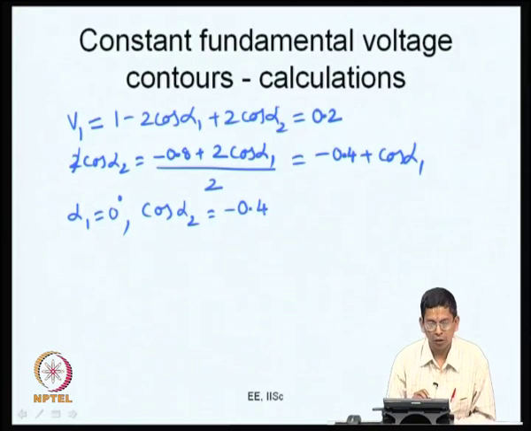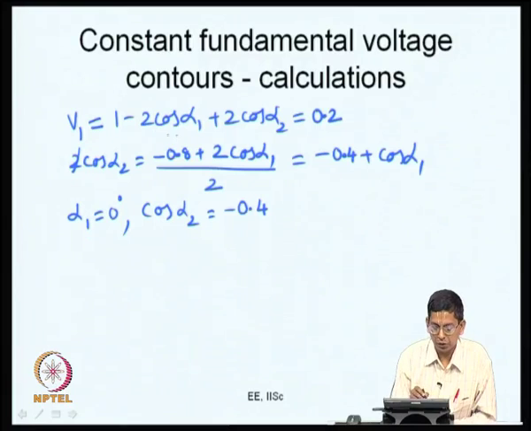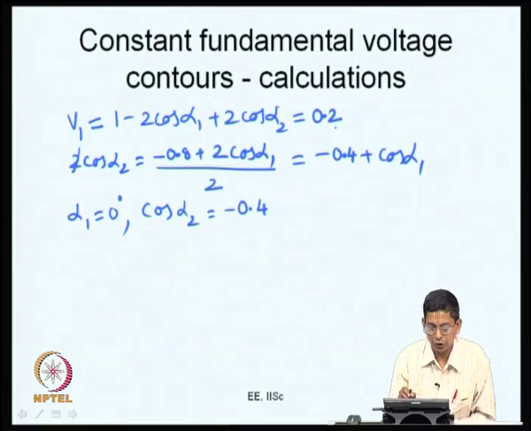So, what we have is 1 minus 2 cos alpha 1 plus 2 cos alpha 2 is equal to 0.2. Therefore, 2 cos alpha 2 is 0.2 minus 1, here is minus 0.8, plus 2 cos alpha 1, and the whole thing divided by 2. So, what we have is minus 0.8 by 2 is minus 0.4 plus cos alpha 1. So, now let me substitute alpha 1 is equal to 0. When I say alpha 1 is equal to 0, what I have is 1. So, minus 0.4 plus 1 is basically 0.6.